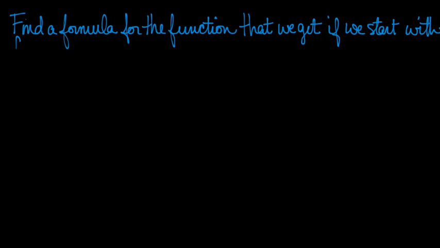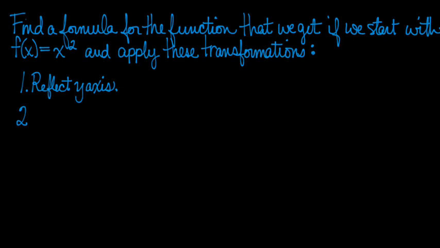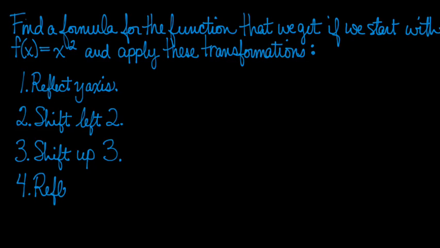Here's the second exercise that I want to try. I'm going to start with the same function formula, f of x equals x squared, and I'm going to apply 4 transformations again, but you notice that the order is different. Reflect about the y-axis, shift left 2, then shift up 3, then reflect about the x-axis. The order is completely scrambled up.